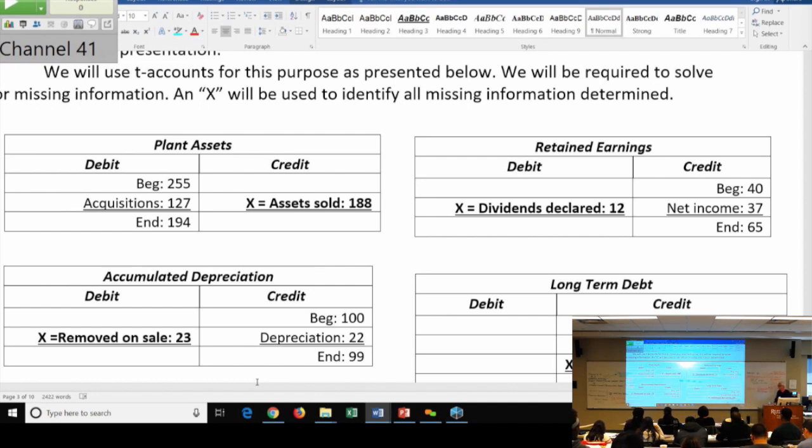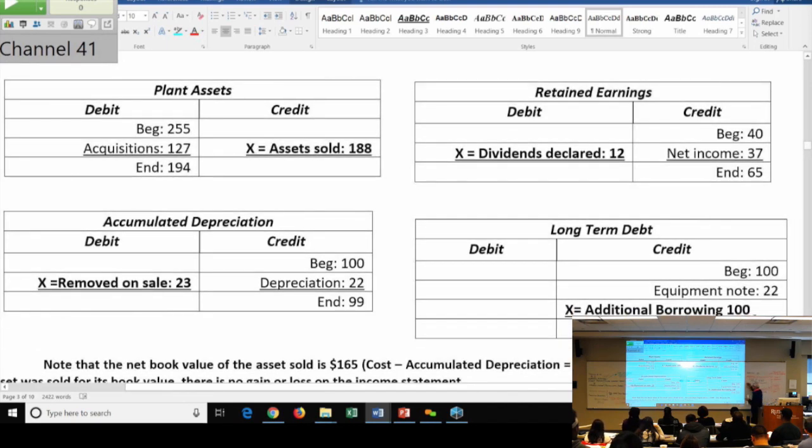And then the long-term debt, I know, started with 100, ended at 222, and we know that we must have borrowed 122, but we also know that 100's in cash and 22 was used to finance. So that's the procedure.